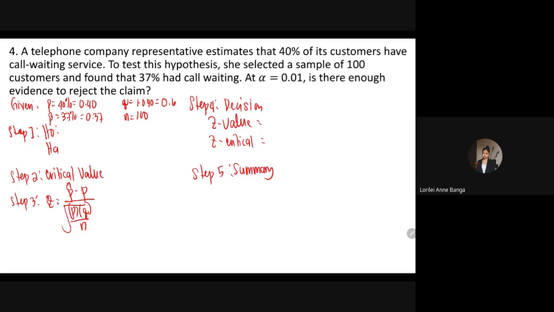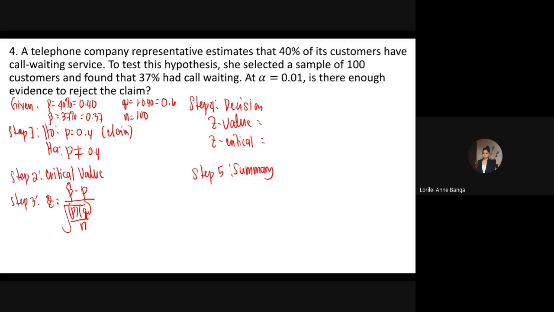What's your null hypothesis? Ito na si Christina. Pero sige, what's your hypothesis, Lorelei? P equal 0.5. Ay, 0.4 po pala. Yeah, this is the claim. So the alternative, not equal 0.4 po. Okay, so Christina was right. H0: P is equal to 0.4, H1: P not equal to 0.4. What about step 2?